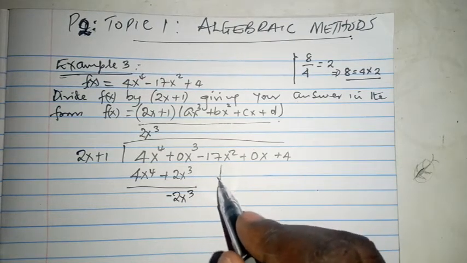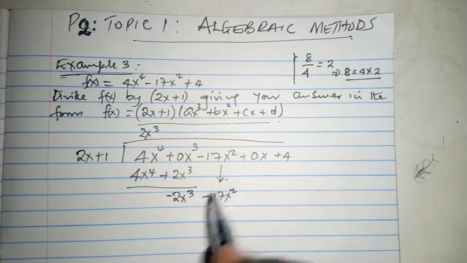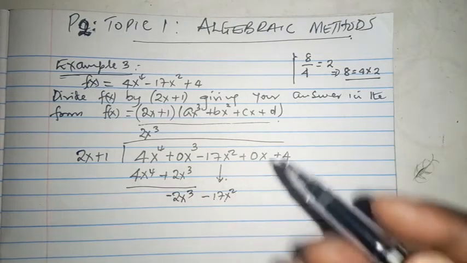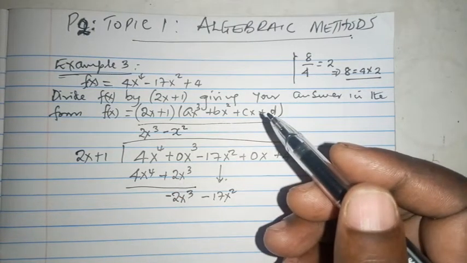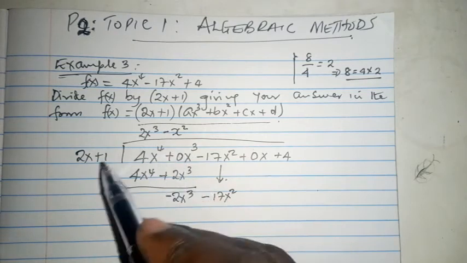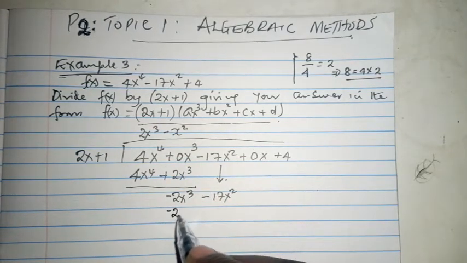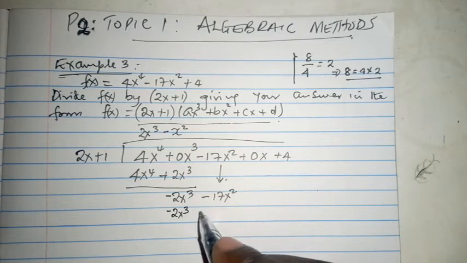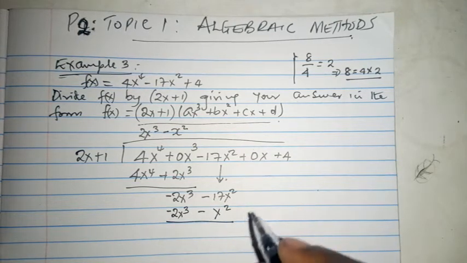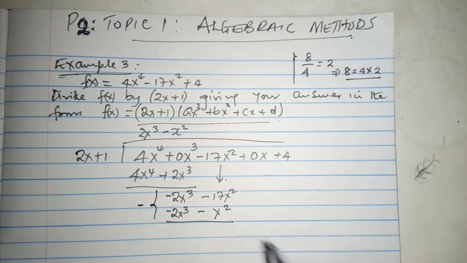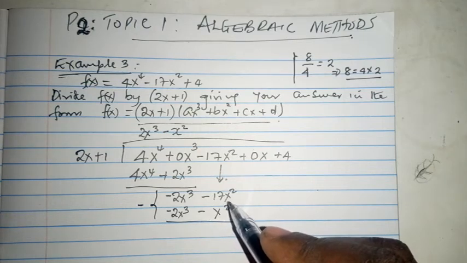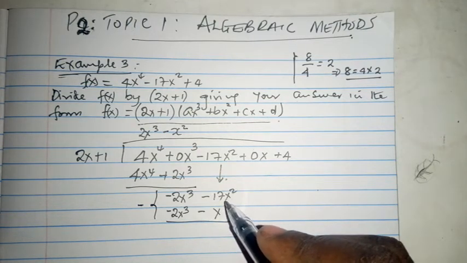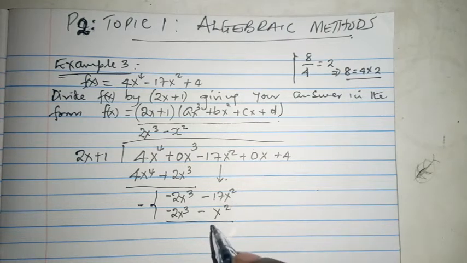Now you have to drop on that minus 17x^2. And this one now divided by this is going to be minus x^2. Minus x^2 times everything, we have minus 2x^3 minus x^2. Again, you subtract. This one is 0. Minus 17x^2 minus x^2, of course, this is minus 16x^2.